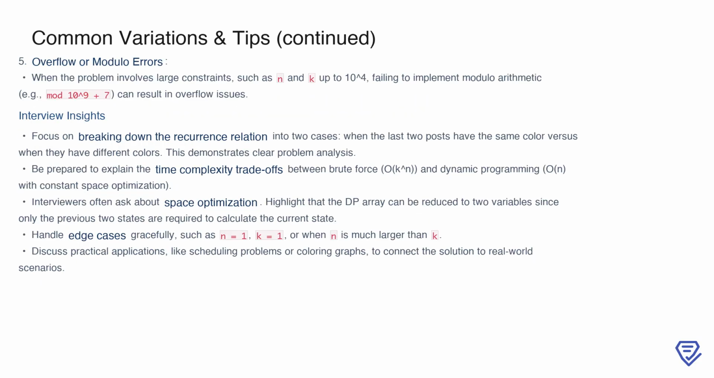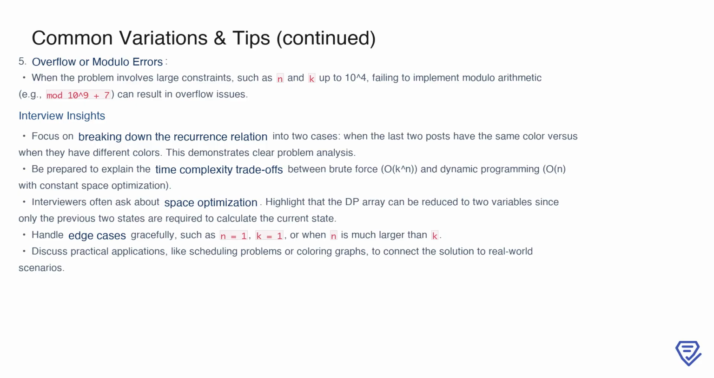Another challenge involves handling large constraints effectively. For instance, when n and k are as large as 10^4, failing to use modulo arithmetic, such as mod 10^9 + 7, can lead to overflow errors. It's important to account for this in your implementation.